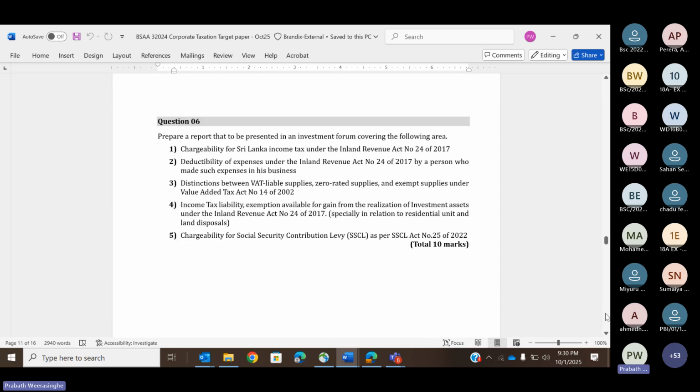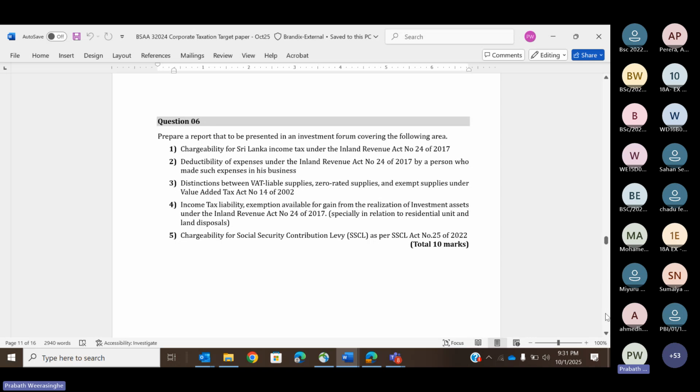So then the balance part of the question, which I gave you to write. It is asking to prepare a report to be presented in the investment forum covering the following areas. Charge of tax for Sri Lanka income tax under the Act. So the charging section, we discussed: a person having taxable income or a person who received a final withholding payment for the period, which is the year of assessment. Keep the interpretation in mind and apply it.